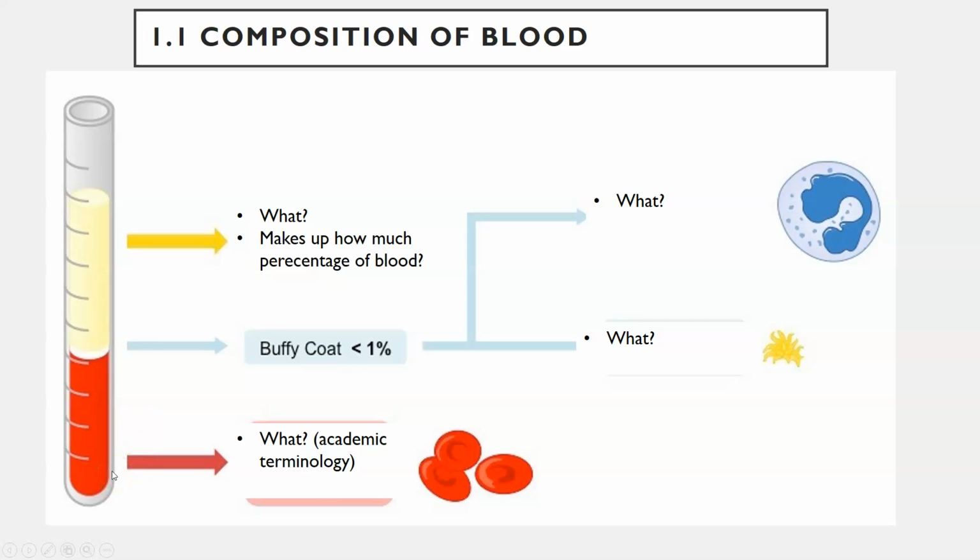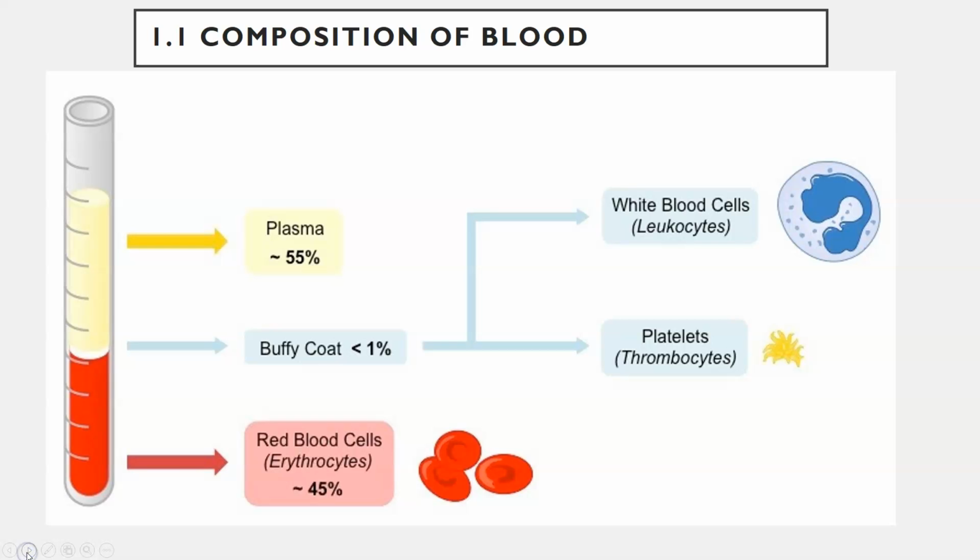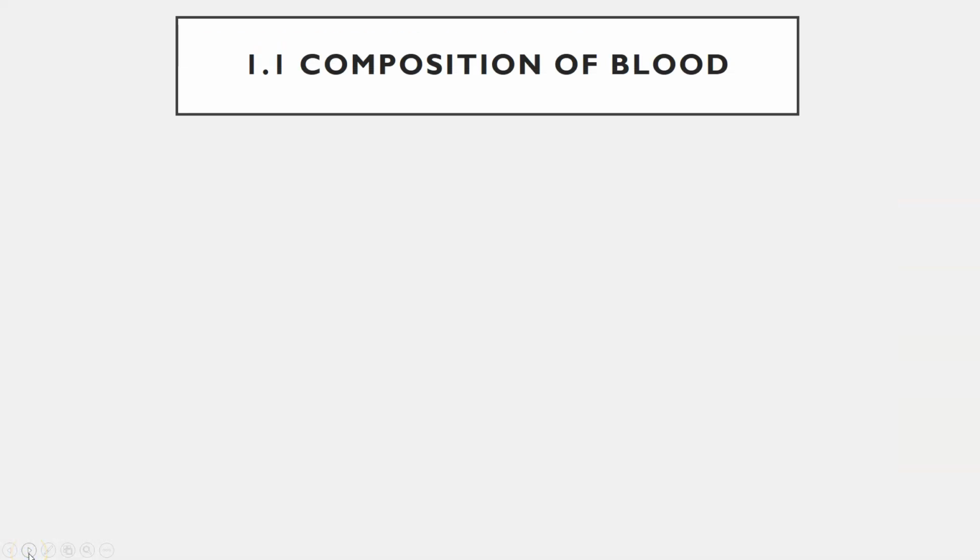Okay, so hopefully now you've unpaused and you have got plasma, which makes up 55% of blood. You've got red blood cells, also known as erythrocytes. You don't really need to know the percentages there. And then you've got platelets, and also white blood cells. I'm not going to go into too much detail about these because we're going to go through them during this screencast. So, composition of blood.